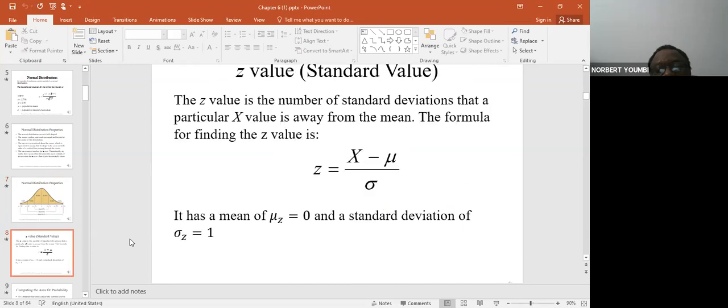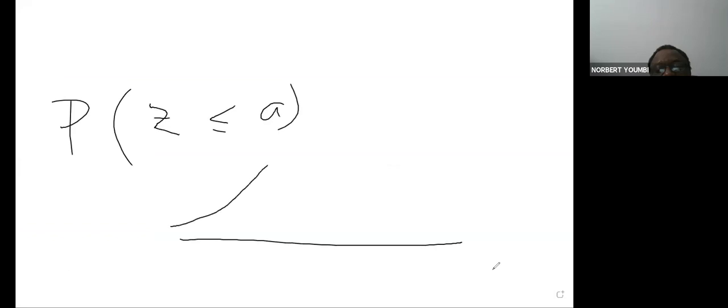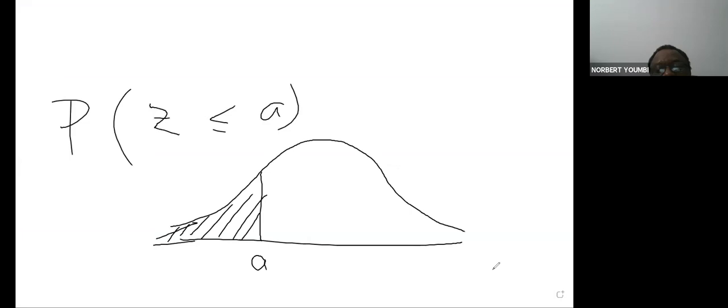The Z, or the standard value, is generally used to compute probabilities involving a normal distribution, because there is a table that can always tell us the probability that the standard value is less than a certain number, or below a certain value. So in general, when we have questions about a probability, like the probability that Z is less than or equal to A, this can be represented on the standard normal distribution as the area to the left of A. So the standard normal distribution gives us the value of this probability.